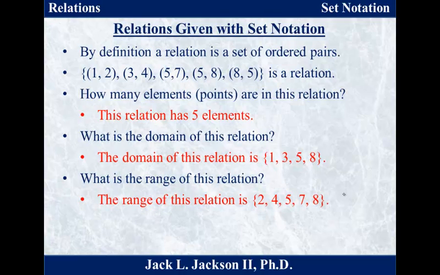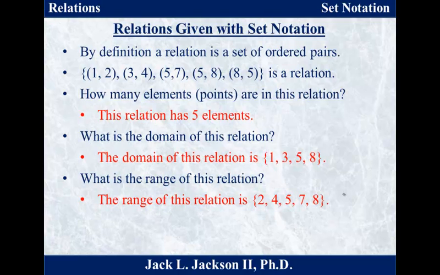The range of this relation is then the set of second coordinates 2, 4, 7, 8, and 5. In any order that you want to list those. I happen to list them in increasing order here. But in a set, it doesn't really matter what order you list them. But list everything that belongs there exactly once, not more than once, and don't leave it out.